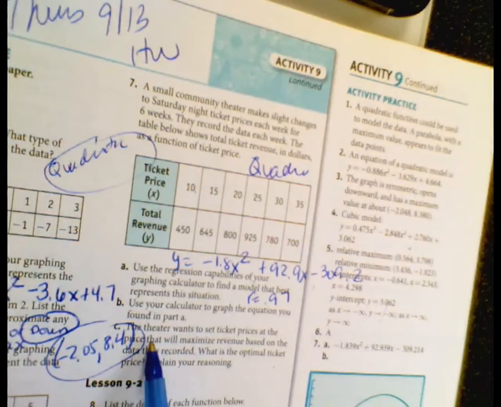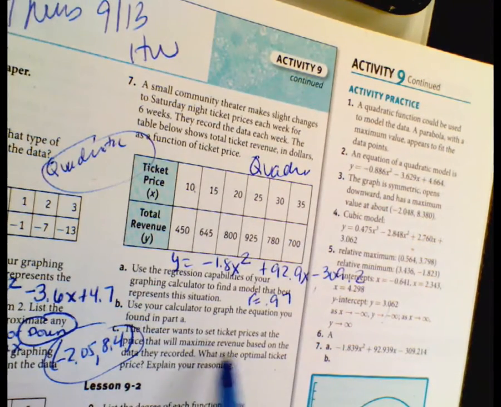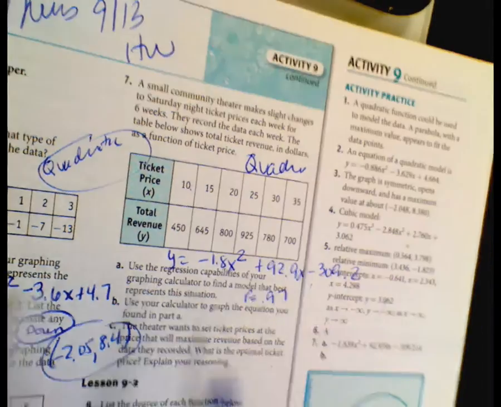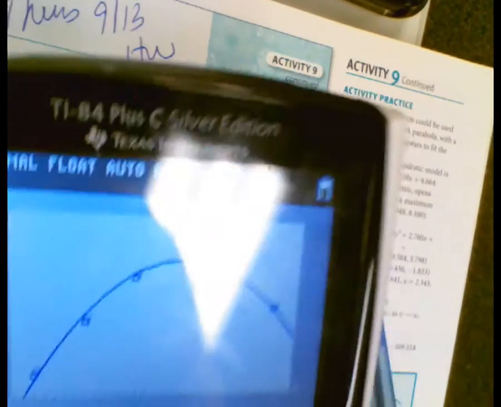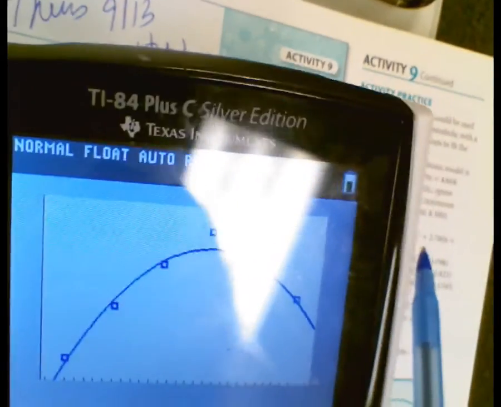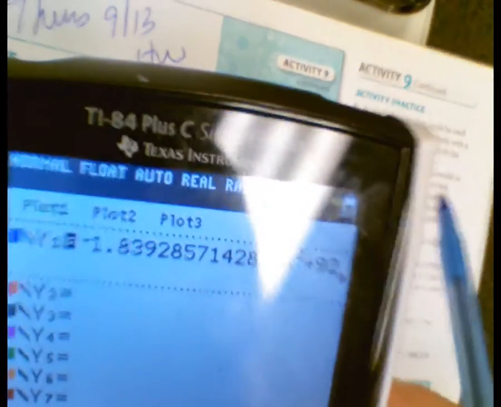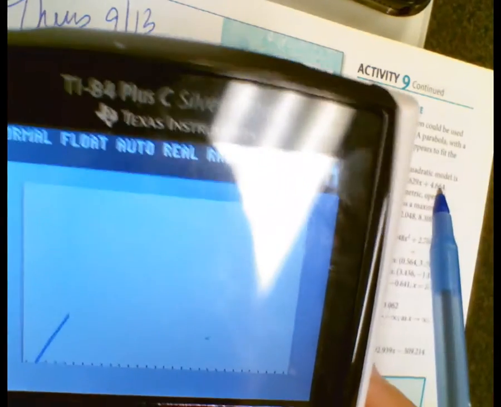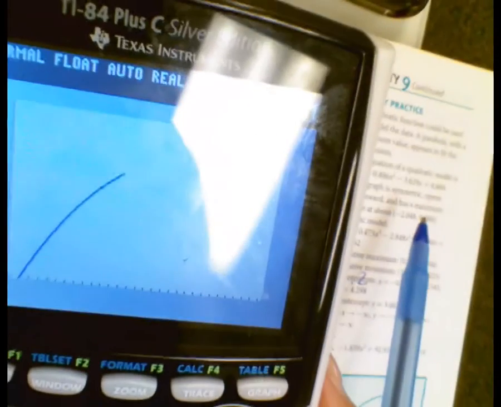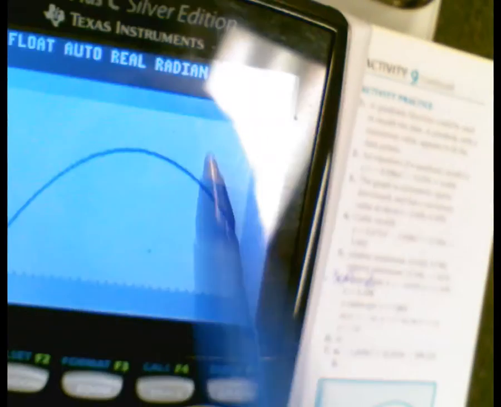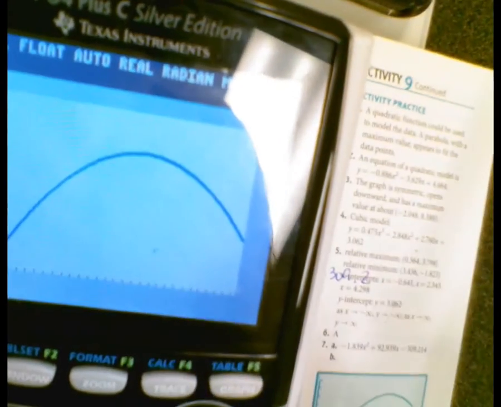All right, and then the theater wants to set ticket prices at the place that maximizes revenue. What is the optimal ticket price? The optimal one is the maximum. So in order to see what the maximum is, you're going to turn your plot off. Again, turning your plot off enables you to just see the quadratic function that you're doing at the time. So the maximum price would be whatever the x is for this maximum point.